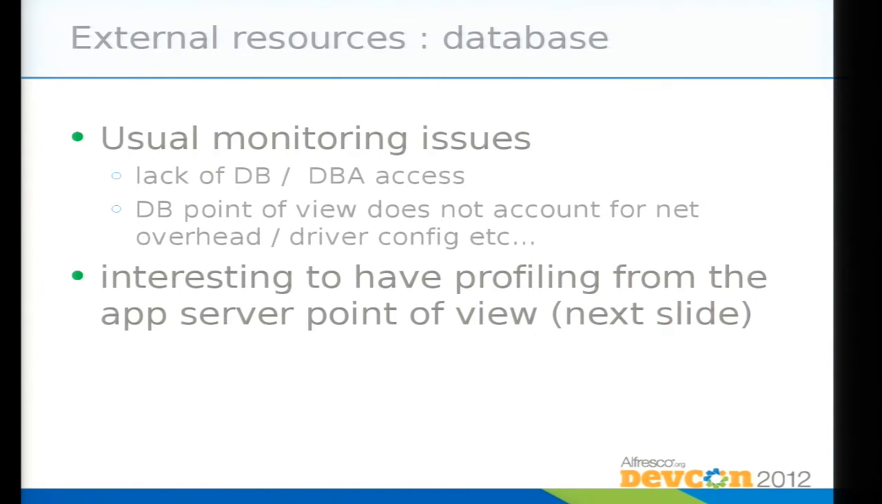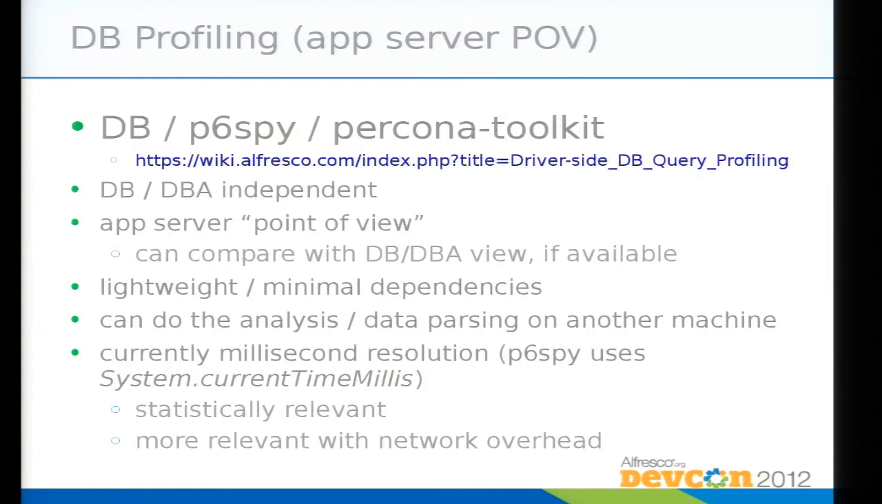But maybe something's happening between the DB and the actual server, because the user is not going to care if the requests are coming out fast of the DB. What they want is that the web page loads fast. They don't really care about who's at fault here. So something that is interesting, I think, is to do some profiling of the DB, but not on the DB itself, but from the application server, so that you get an application server point of view of what's going on with the DB. And for that, you can use P6Spy to collect some stats. Who's used P6Spy before?